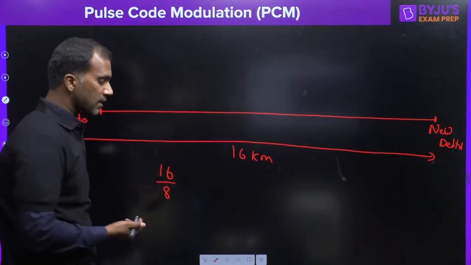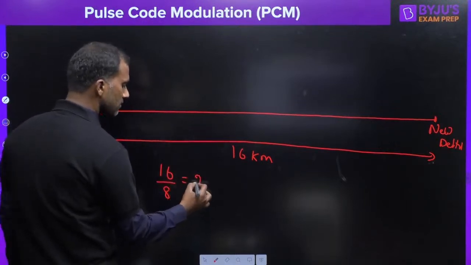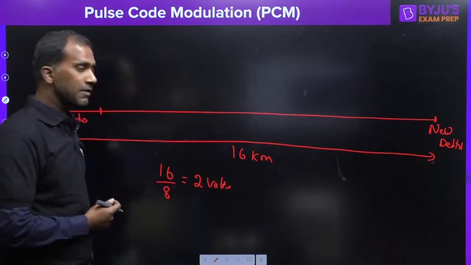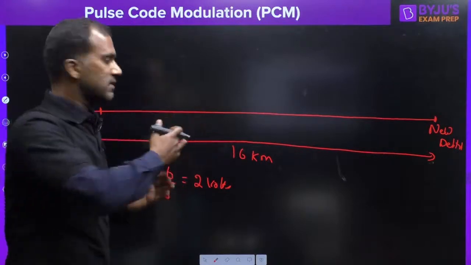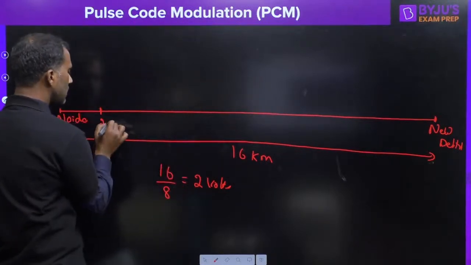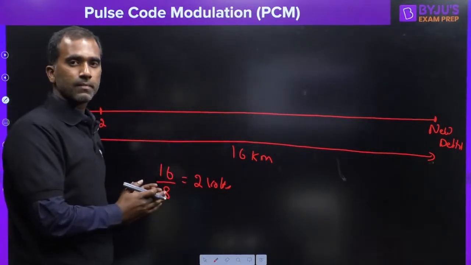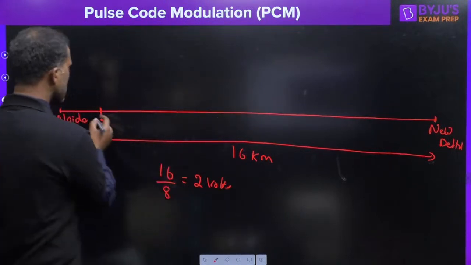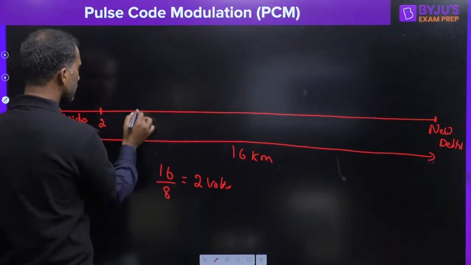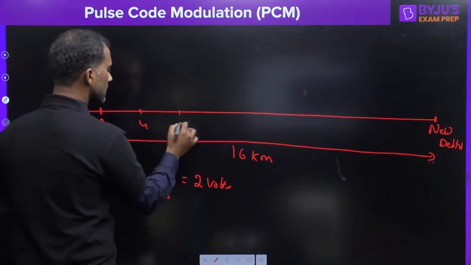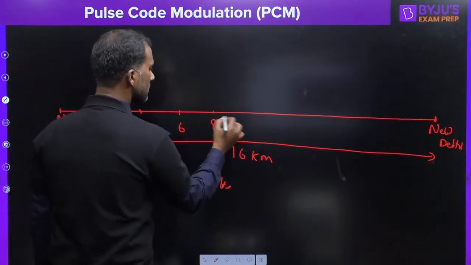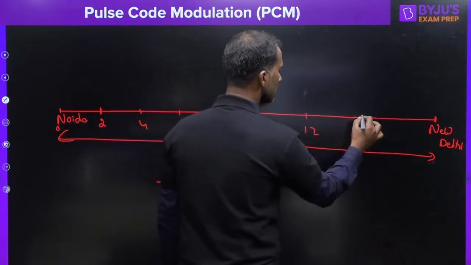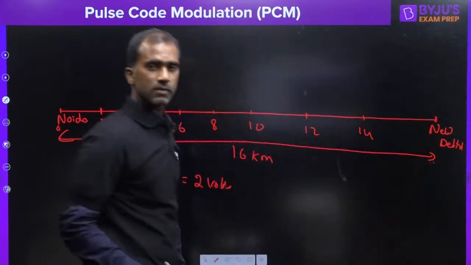8 quantization levels are allowed, which gives us 2 volts. If I divide this total range into 8 parts, we get 2 volts as the basic part. Each part is of 2 volts. So let's start from 0. This is 2, this is 4, 6, 8, and so on, 10, 12, 14, and 16, something like that.